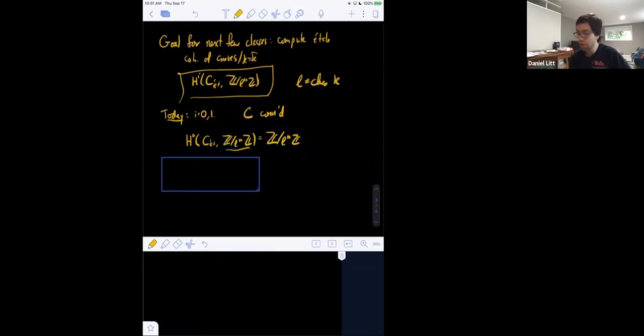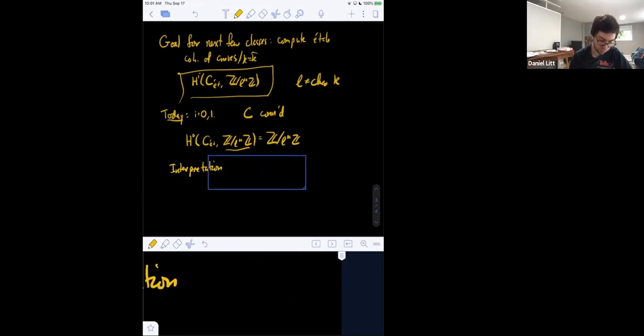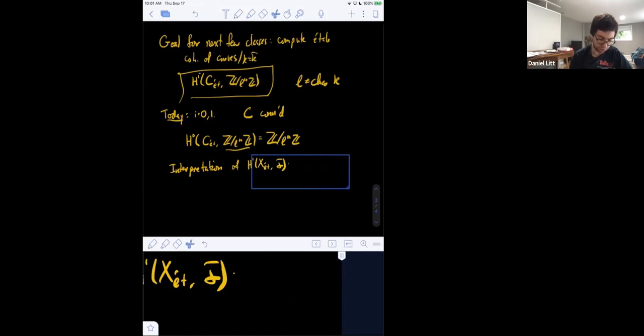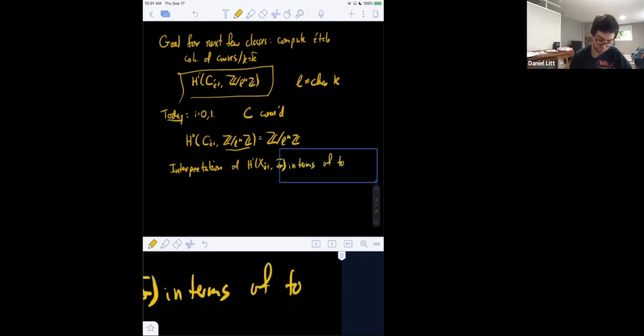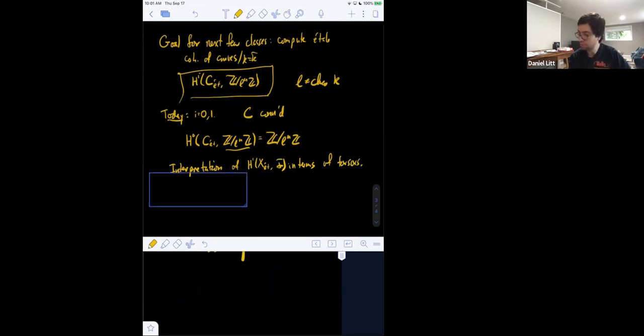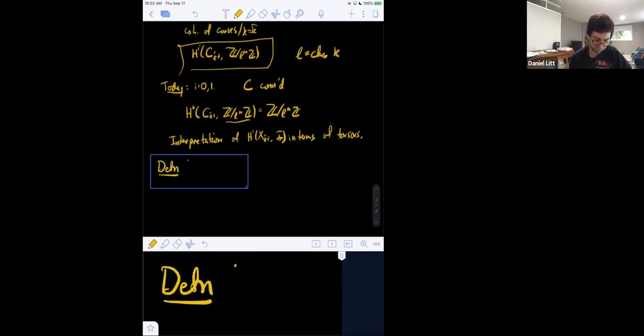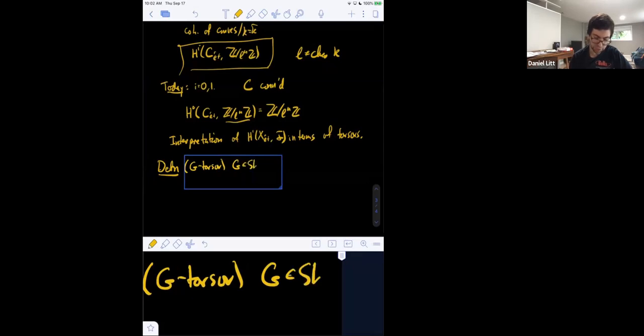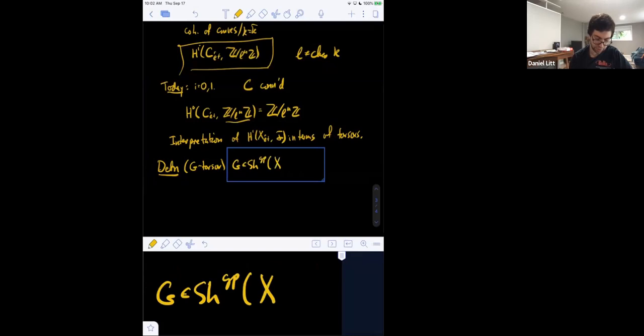Now we're going to try to do H^1. In order to do H^1, I need to give you an interpretation of H^1 étale of X with coefficients in F. That interpretation will be in terms of objects called torsors. So let me make a definition. This is the definition of a G-torsor, where G is a sheaf of groups, not necessarily abelian, on X. The definition will make sense for any site, but let me just make it on the étale site.